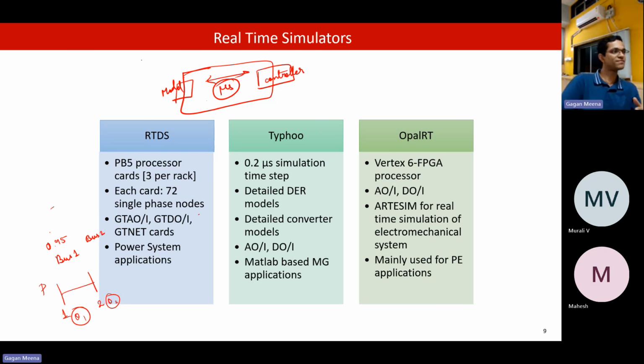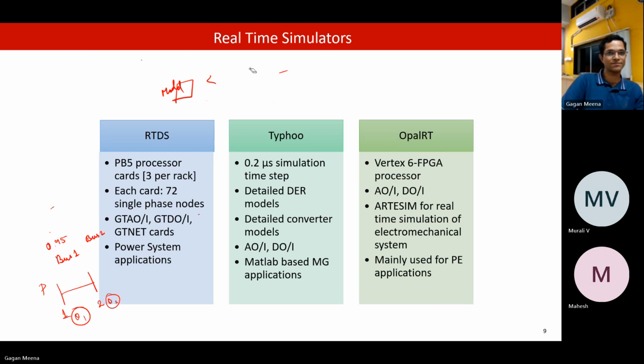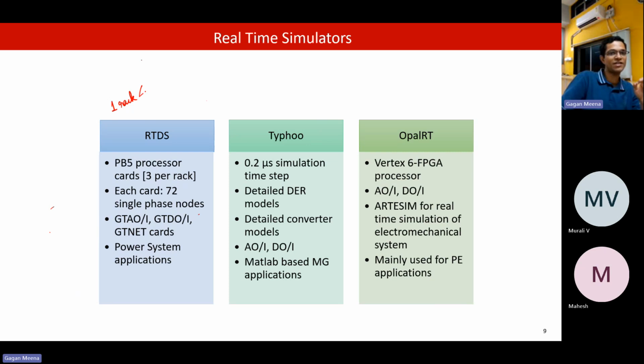It's very fast. That is the advantage of using these. We cannot do the same thing with MATLAB. MATLAB is very slow. RTDS does a nodal analysis, while MATLAB works in state space. Here we have these processors, and they have 3 cards per rack, and each card can have 72 single phase nodes. So in one rack we have 3 cards.